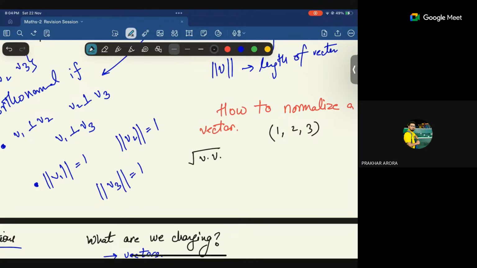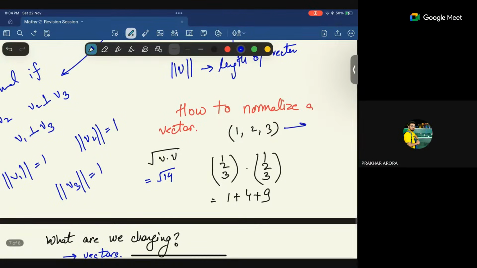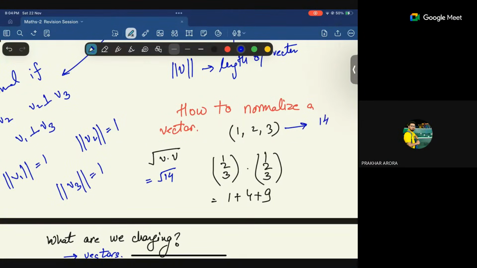Now what is the dot product of these two vectors? This vector would be 1 2 3 multiplied by 1 2 3. This will be equal to 1 plus 4 plus 9, which is equal to 14. Let's not erase it here. Let's write this is equal to square root of 14. So the length of this vector is, sorry, square root of 14.